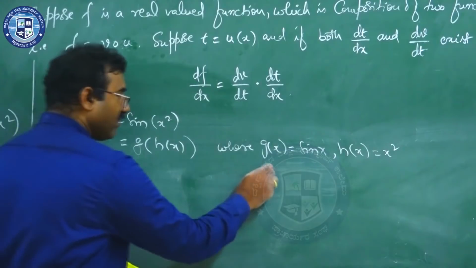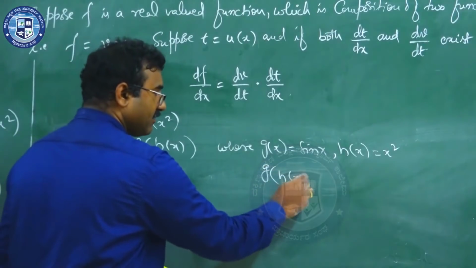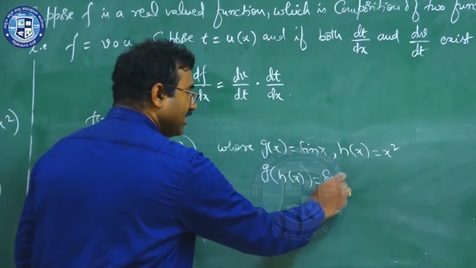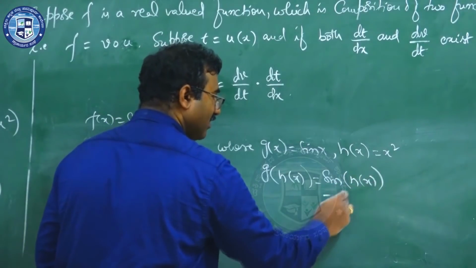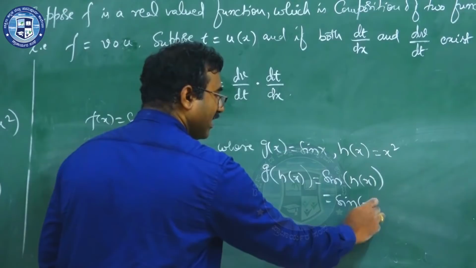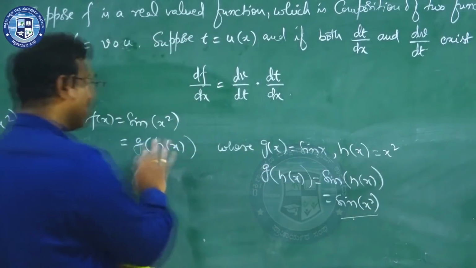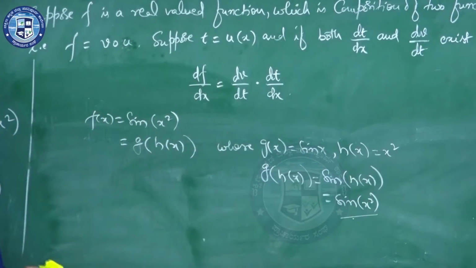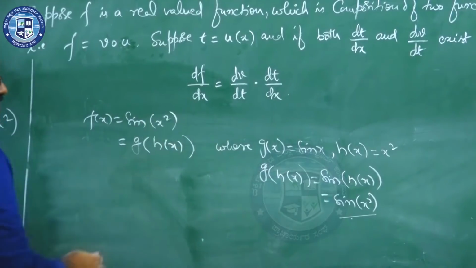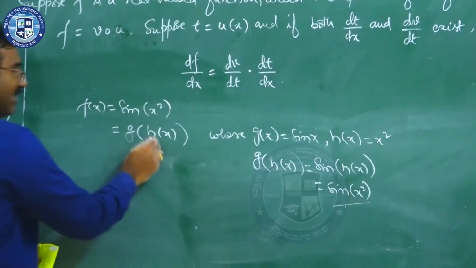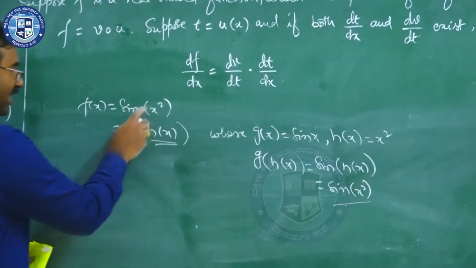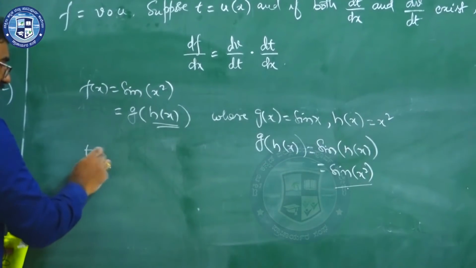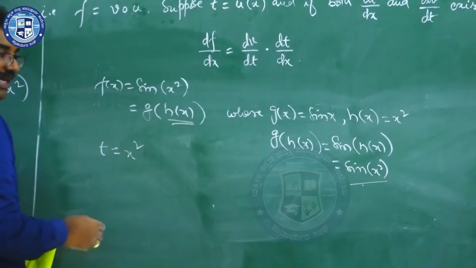When I take the composition of these two, g of h of x, what do I get? Sine of h of x, right? So sine of x square, right? It's a composition of two functions. Whenever you want to work it out by using this formula, then we have to take this h of x as something t. So x square we take as t. t is equal to x square.